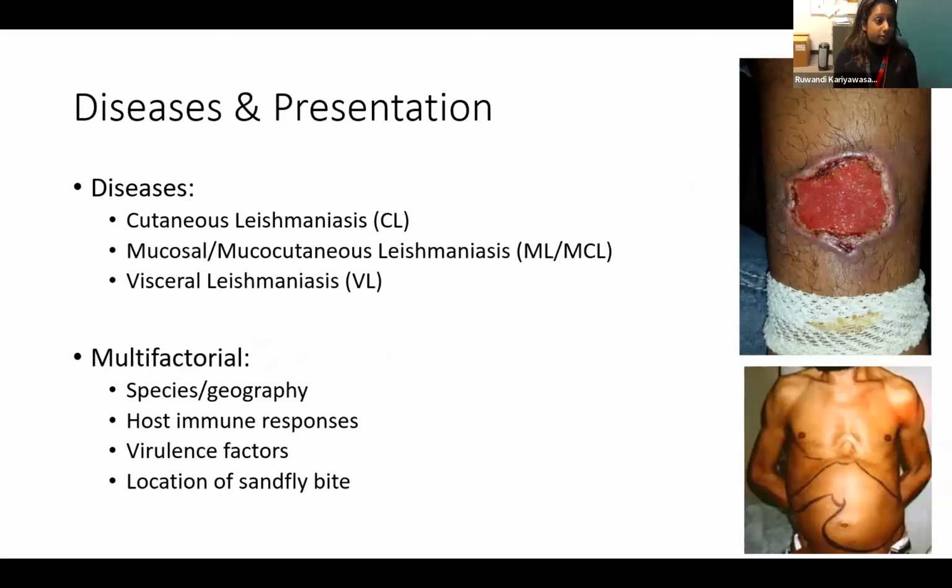Within leishmaniasis, there are three kinds of disease presentations: cutaneous disease, so destruction of your skin; mucosal disease, which is the extension of that into your mucosal membranes; or visceral leishmaniasis, where the parasite infects your internal organs, resulting in severe morbidity and mortality.